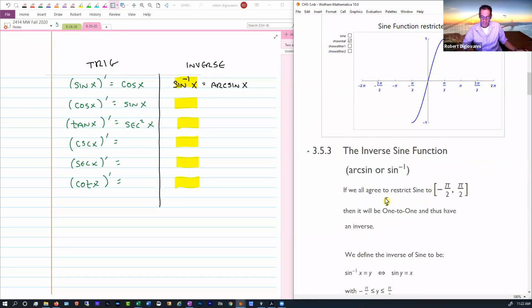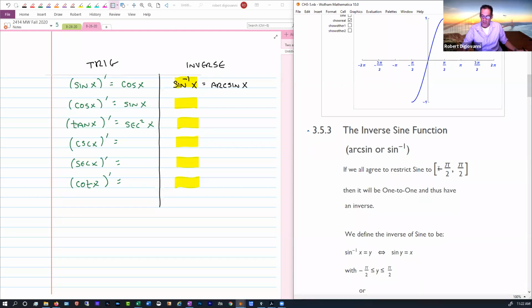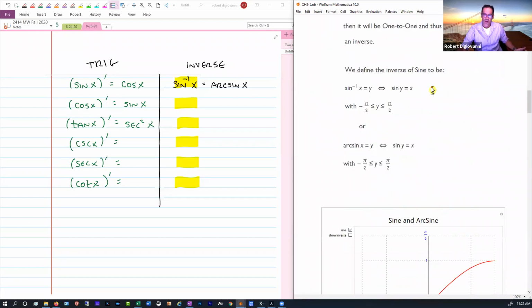We say, okay, we will define the inverse sine function so long as we agree that we're only going to look between -pi/2 and pi/2. So that's our domain restriction on the sine function. Between these two values, restrict the sine function there, and then you have its inverse. Does this all ring a bell from pre-cal?